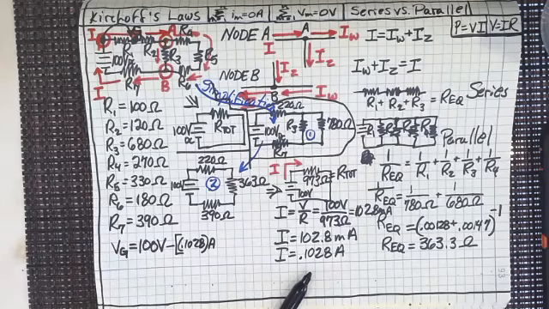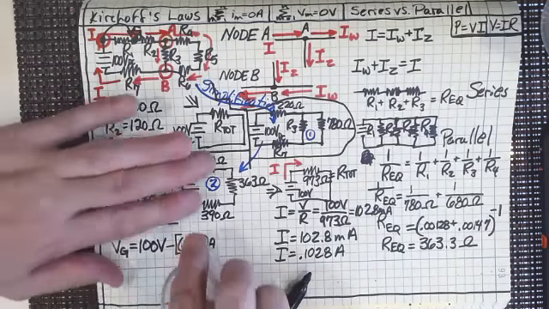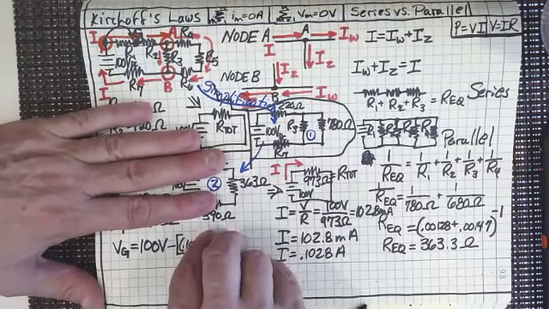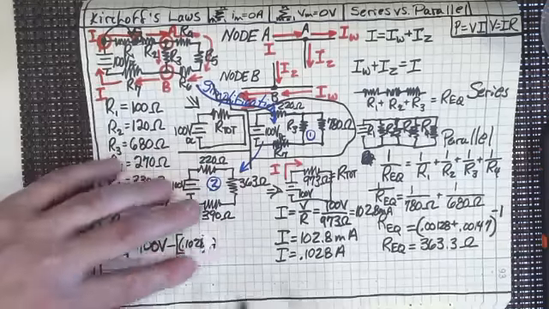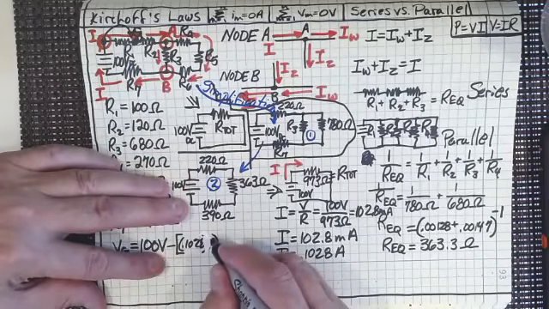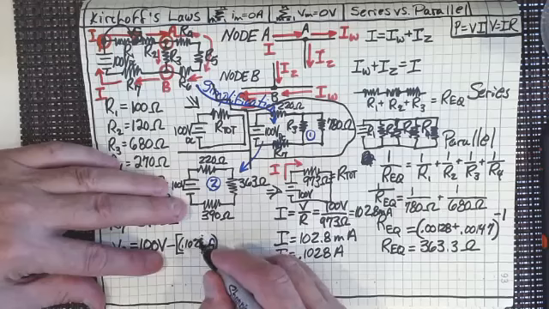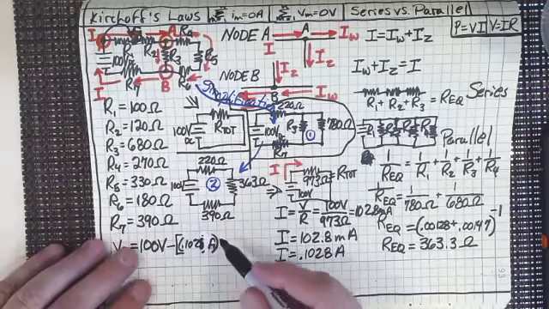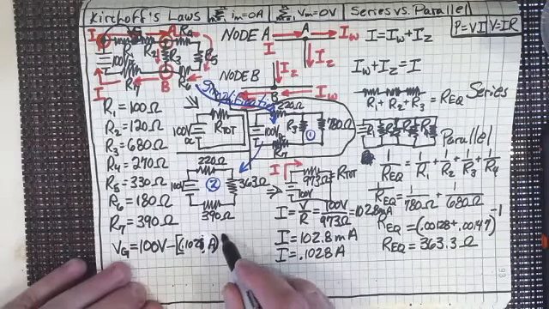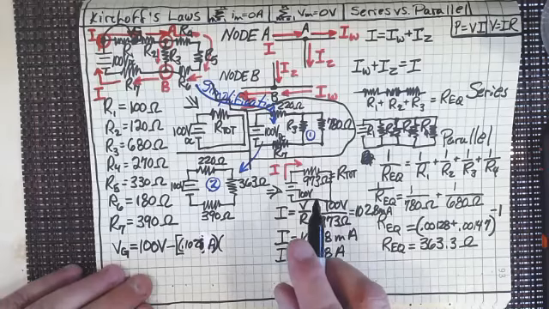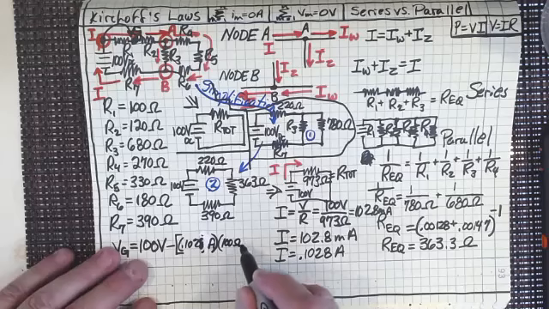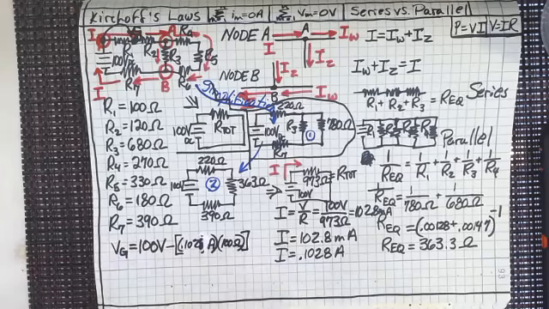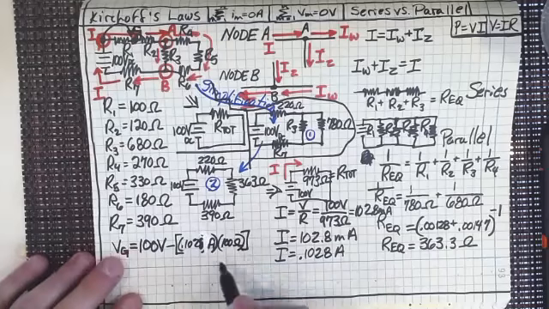I didn't draw that right, did I? I should have put the parentheses around it. Can't take me anywhere. Okay. Amps. Times the resistance of R1, which is 100 ohms. Okay? Now we know what this is.